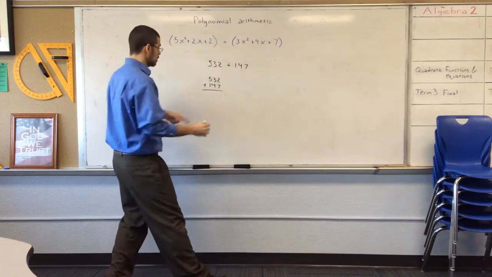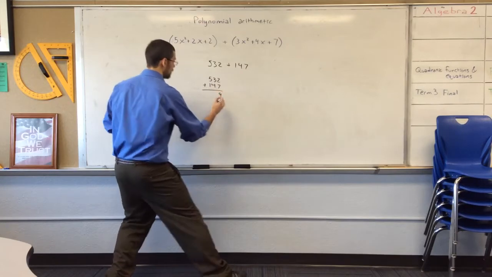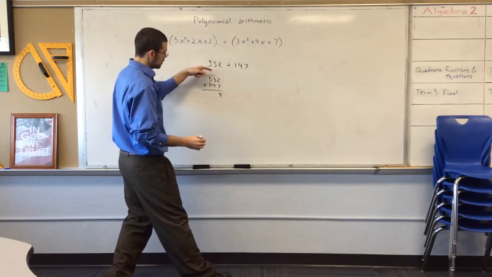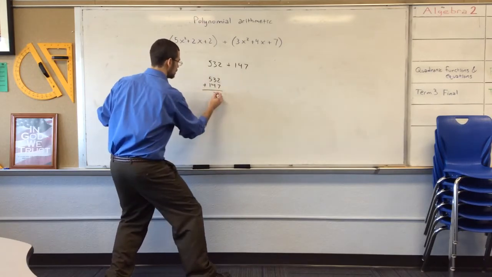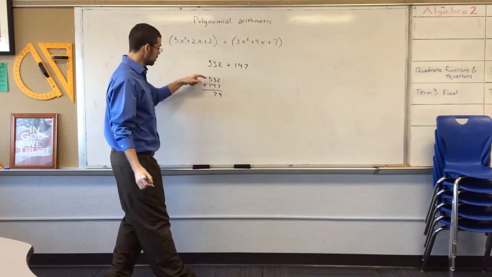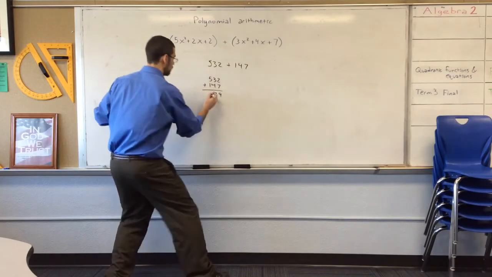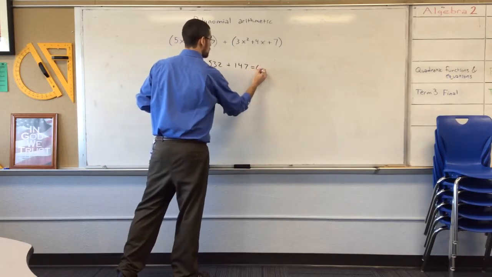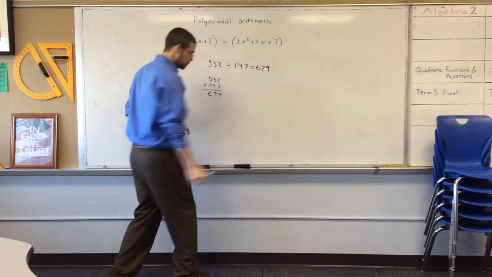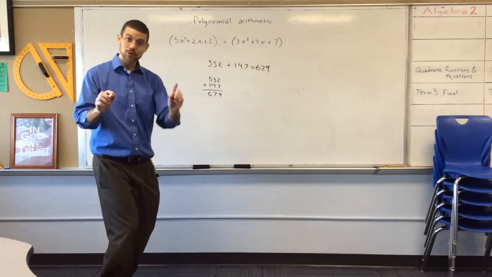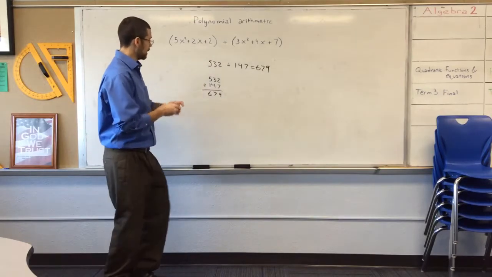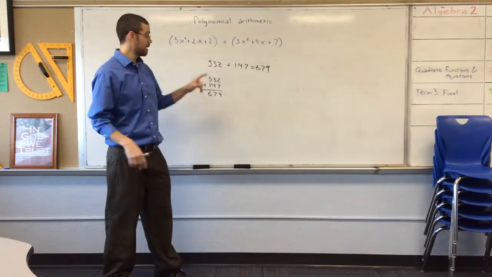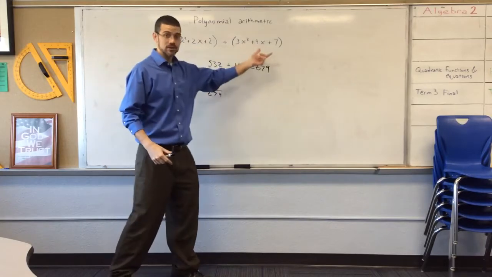We add the ones. 2 plus 7 is 9. We add the tens. 3 tens and 4 tens is 7 tens. We add the hundreds. 5 hundreds and 100 is 600. We get our total answer, 679.